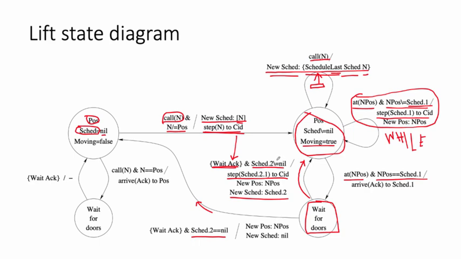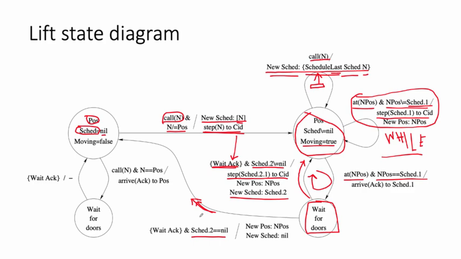So you see, it's kind of like two nested loops. Here, this is a single inner loop going to a given floor. And then there's another loop here, which is between the moving and the wait for door state, which goes from each floor to the next until I get to the end and the schedule is nil.